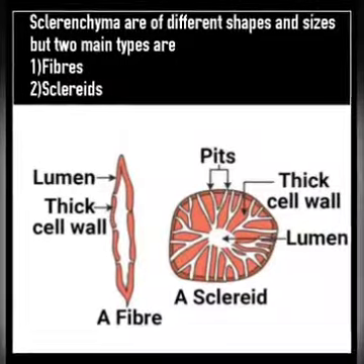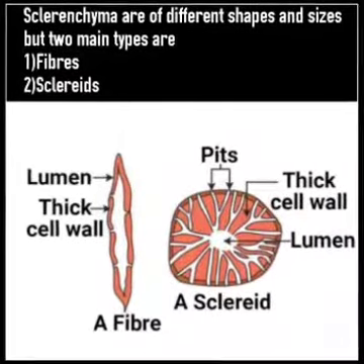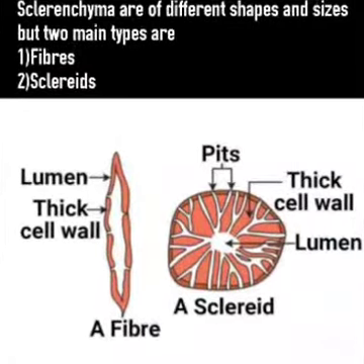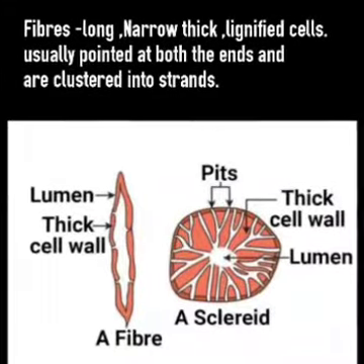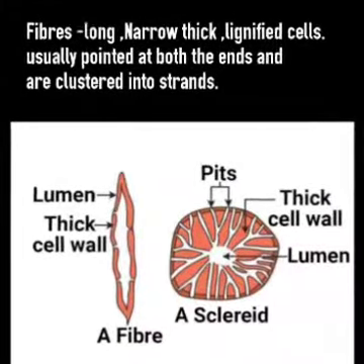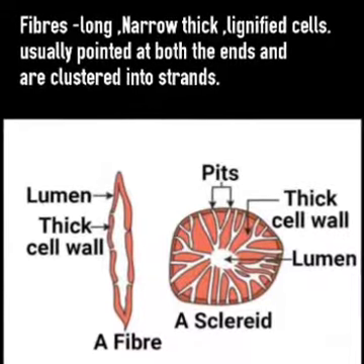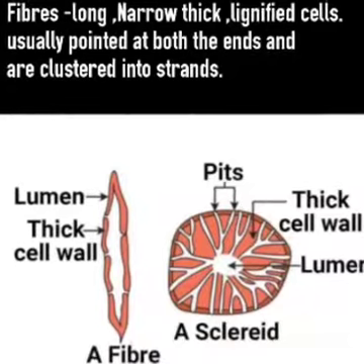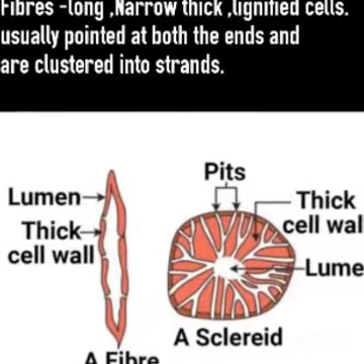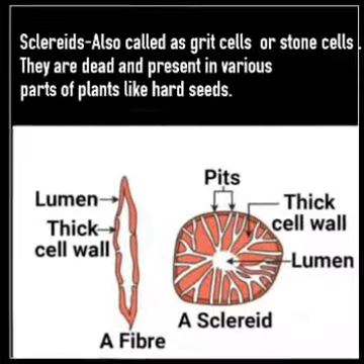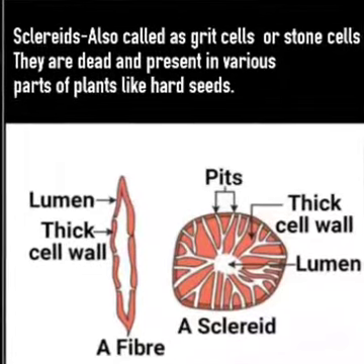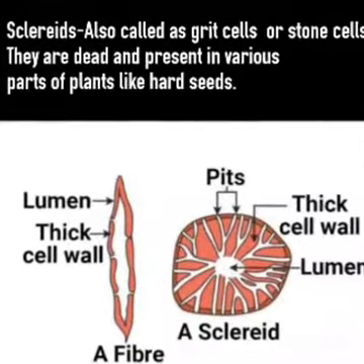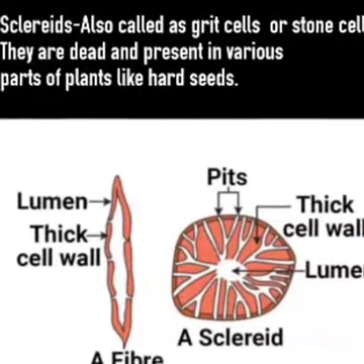Sclerenchyma are of different shapes and sizes, but two main types are fibers and sclereids. Fibers are long, narrow, thick, lignified cells, usually pointed at both ends and clustered into strands. But the sclereids are also called stone cells or grit cells. They are dead and found in various parts of the plant like hard seeds.